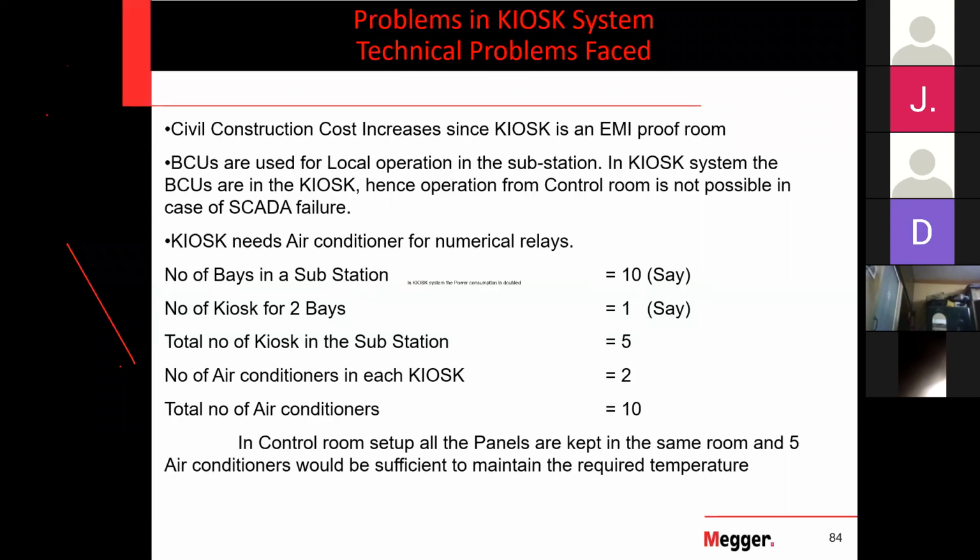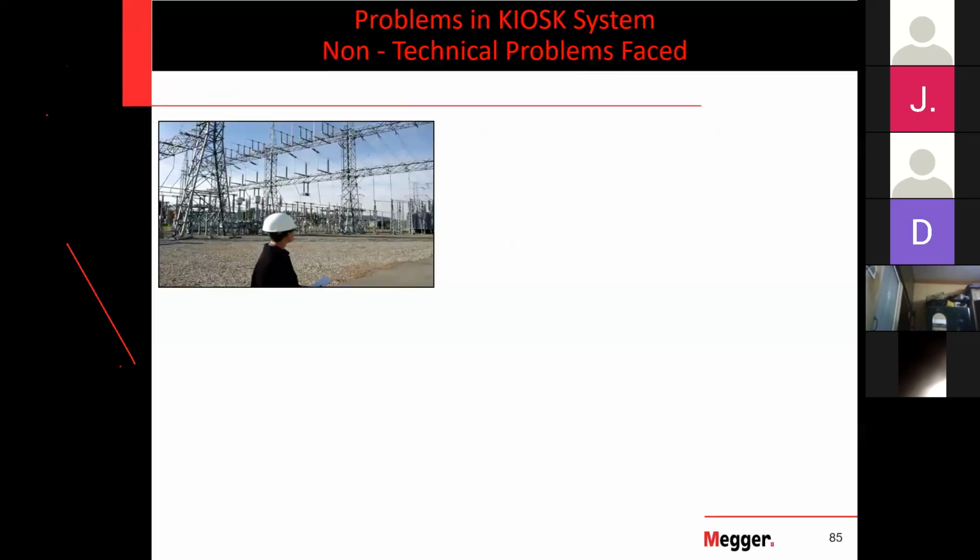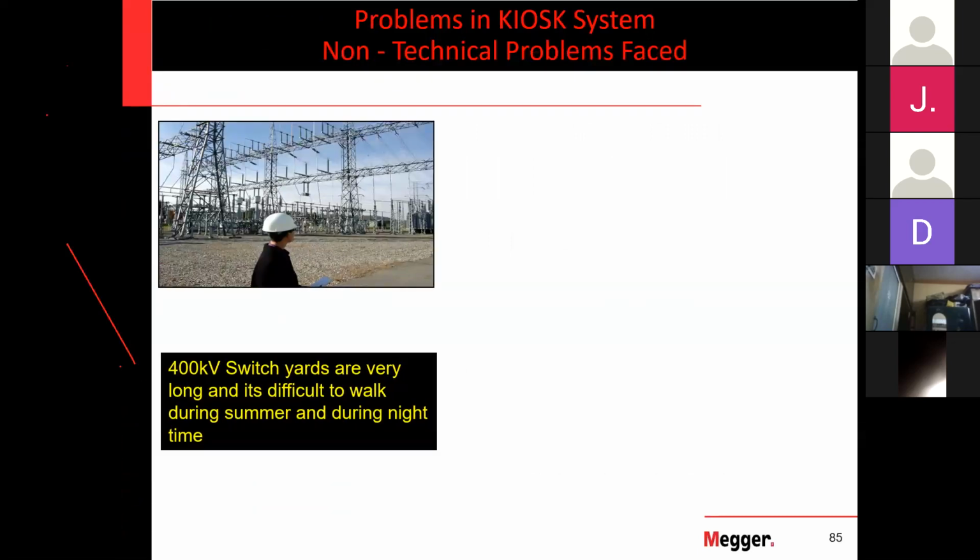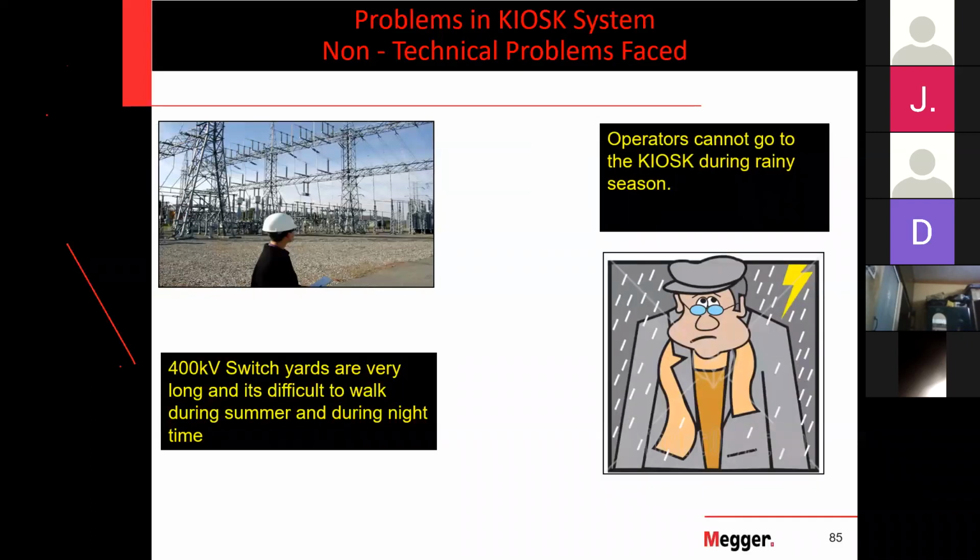So let's see further. 400 kV switchyards are very long and difficult to walk in during summer and night time. Imagine during rainy situations, the condition of an operator. See, what happens is every 1 hour they have to write down the reading of the current and voltage of every bay. That is the duty of the operator. Nowadays with the SCADA system available, it will automatically print every 1 hour. So that work is also eliminated. However, if the communication fails, then the printing will not happen. He has to run from the kiosk to write down the reading.